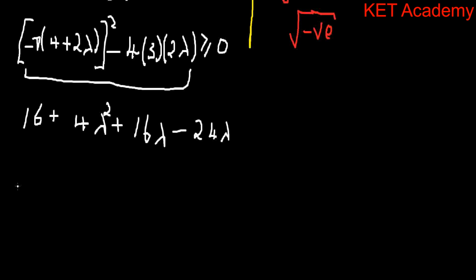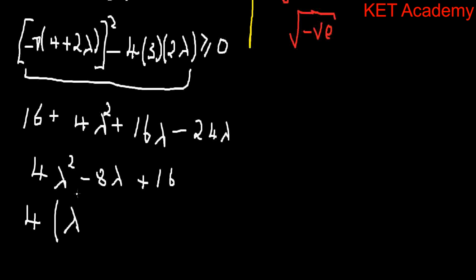So if we rearrange this in the quadratic form, we are going to get 4 lambda squared. Now 16 lambda minus 24 lambda is going to give us minus 8 lambda plus 16. We see that 4 is common. We can factor out 4. We'll get lambda squared minus 2 lambda plus 4.